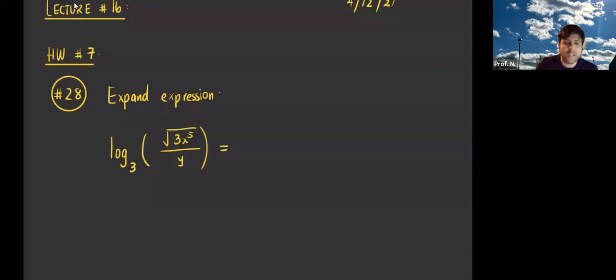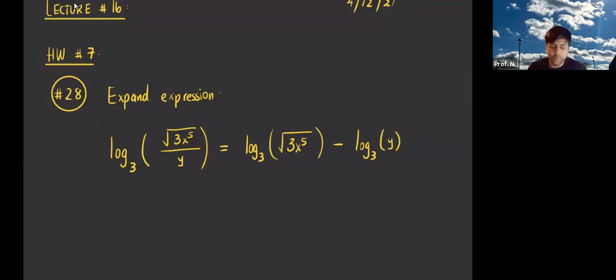So what's the first thing I notice? I notice that I have a quotient. So I can use the quotient rule, which gives me log base 3 of the square root of 3x to the 5th, close parentheses, subtracted by log base 3 of y. So that's the first thing we did, right? We applied the quotient rule for logs.